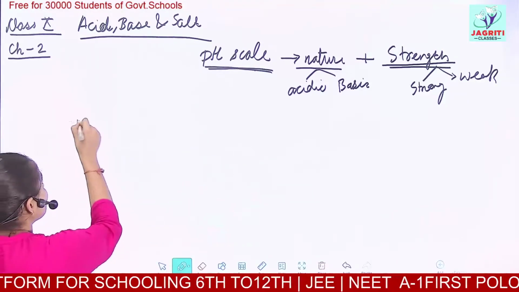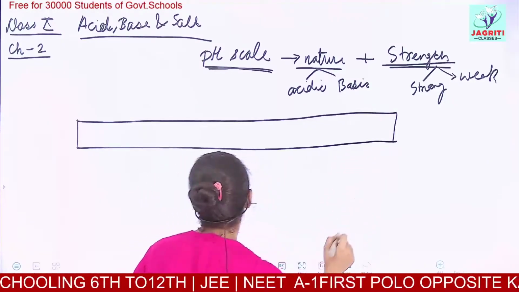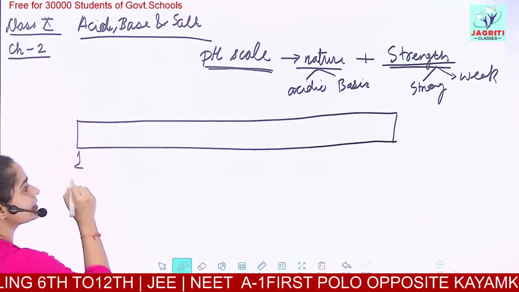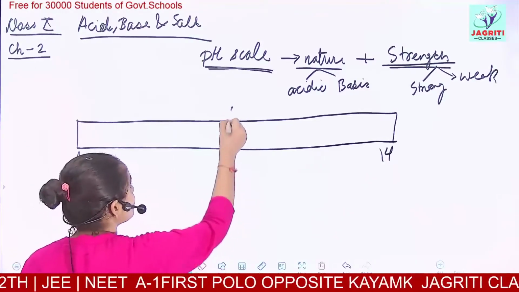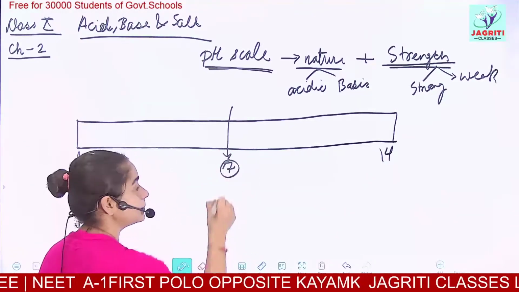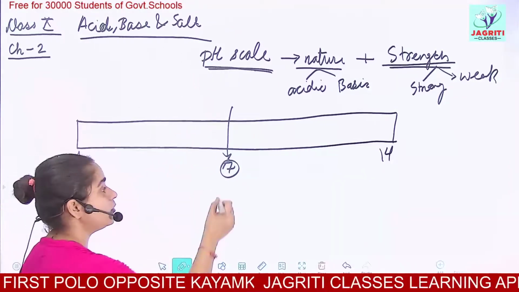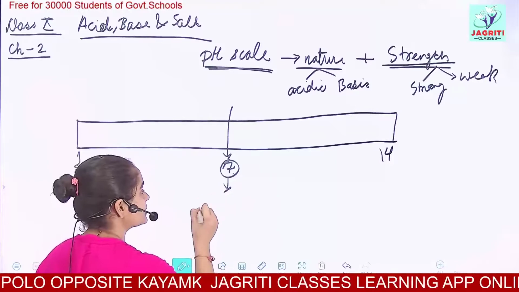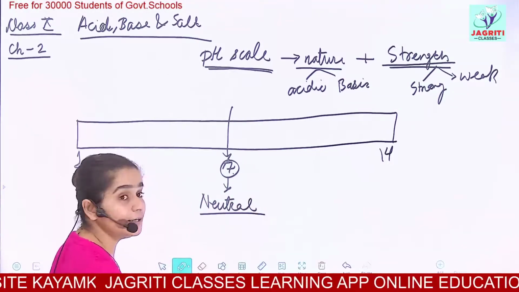The pH scale is a measuring device and it starts from 1 and ends at 14. The midpoint of this scale is at 7. The solutions which have a pH value of 7 are termed neutral solutions. These solutions are called neutral.